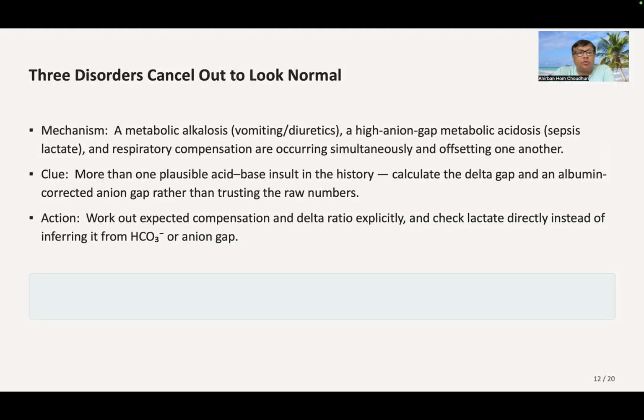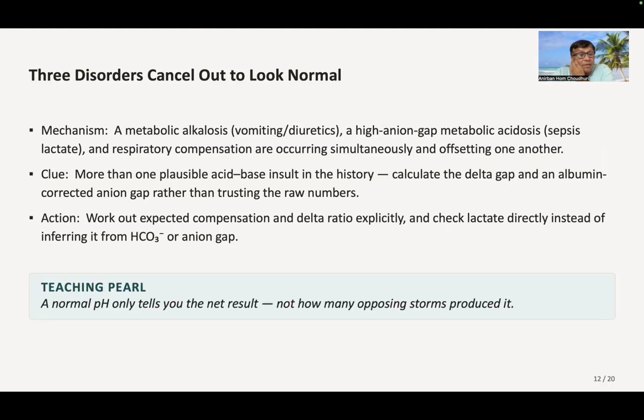So the patient gave us a clue: more than one plausible acid-base insult in the history. We should calculate the delta gap and an albumin-corrected anion gap rather than trusting the raw numbers of the ABG. Accordingly, our action should be to work out the expected compensation and the delta ratio explicitly, and check lactate directly instead of inferring it from the bicarbonate or anion gap. So the teaching pearl remains that a normal pH only tells you the net result, and you do not know how many opposing storms are producing this net result. So we have to search independently.